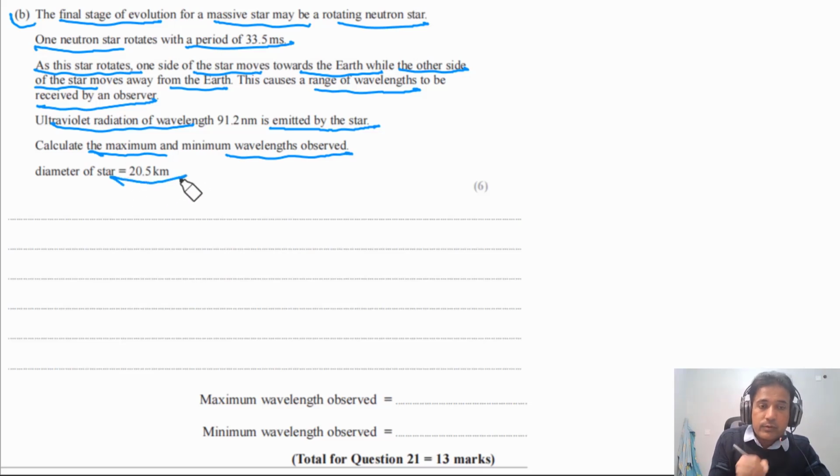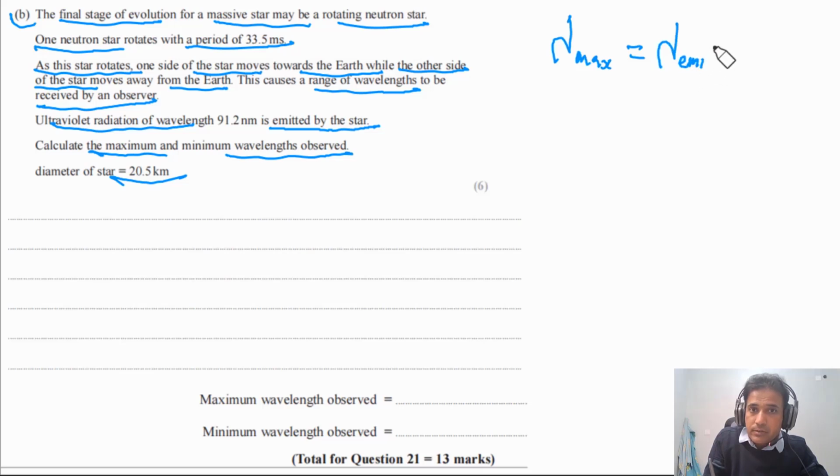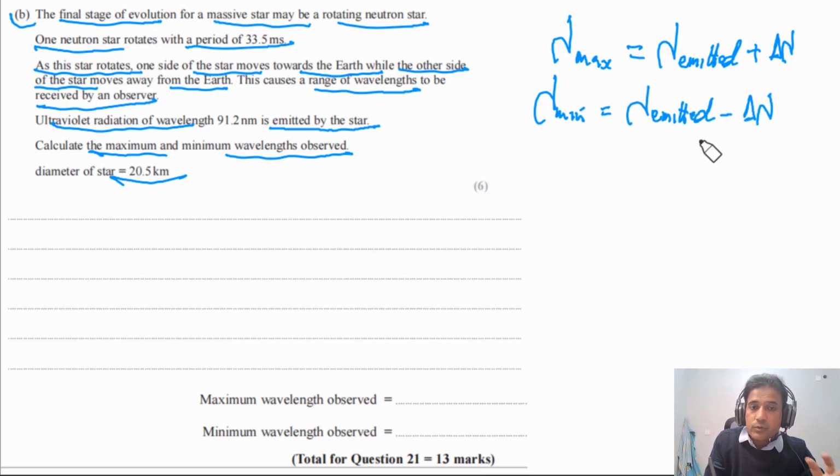Diameter of the star is given to us, so we need to find lambda max. So lambda max will be equal to the lambda emitted plus delta lambda. Let's try to understand the main concept. Plus means redshift, the Doppler shift. So this one is Doppler shift, delta lambda. And how about lambda minimum? Lambda minimum will be equal to the lambda emitted minus delta lambda. So this is the blue shift and this is red shift.